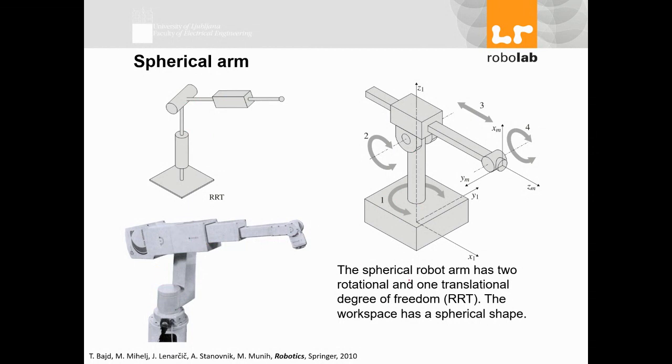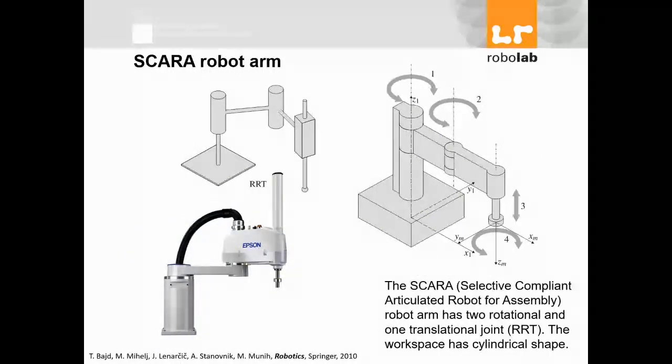RRT. The spherical robot arm has 2 rotational and 1 translational degree of freedom, and that's why we call it RRT. The workspace has a spherical shape. The workspace is the largest area it can cover, so it's a spherical shape. The other one is called SCARA, which stands for Selective Compliance Assembly Robot Arm.